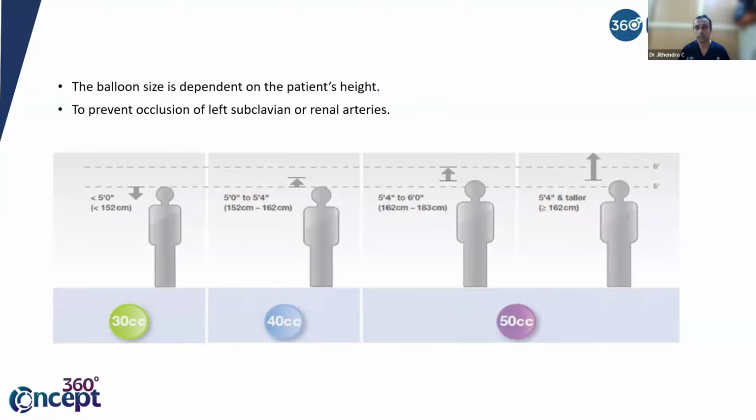Okay, so use this. And why this size is important is because of the anatomy: we should place the balloon after the branching of the left subclavian and before the renal arteries. And this length depends upon the height of the person, and that is why this size of the balloon. So you should miss the left subclavian and you should not obstruct the renal arteries. So that is the logic behind it. That is why these balloon capacities.